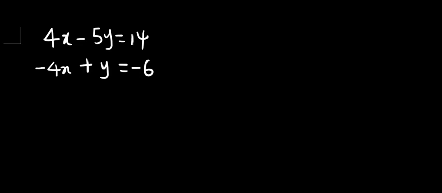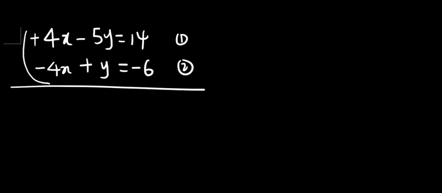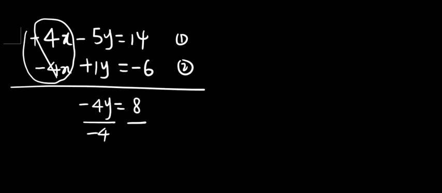All right, welcome back. We notice we have a positive 4x and a negative 4x. Beautiful, which means we can add these two equations. We add them, and these two cancel out. Negative 5y plus 1y, that is negative 4y. 14 minus 6 gives us 8. Divided by negative 4, divided by negative 4, y is negative 2. Did you also have y is negative 2? Good.